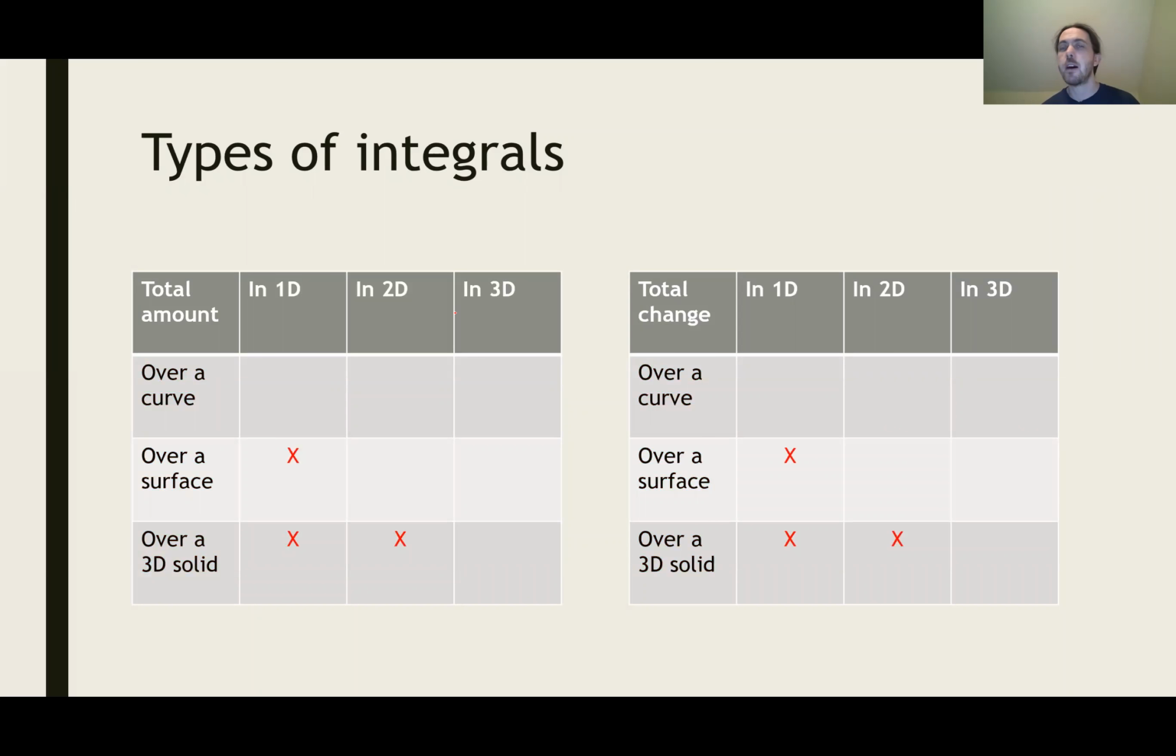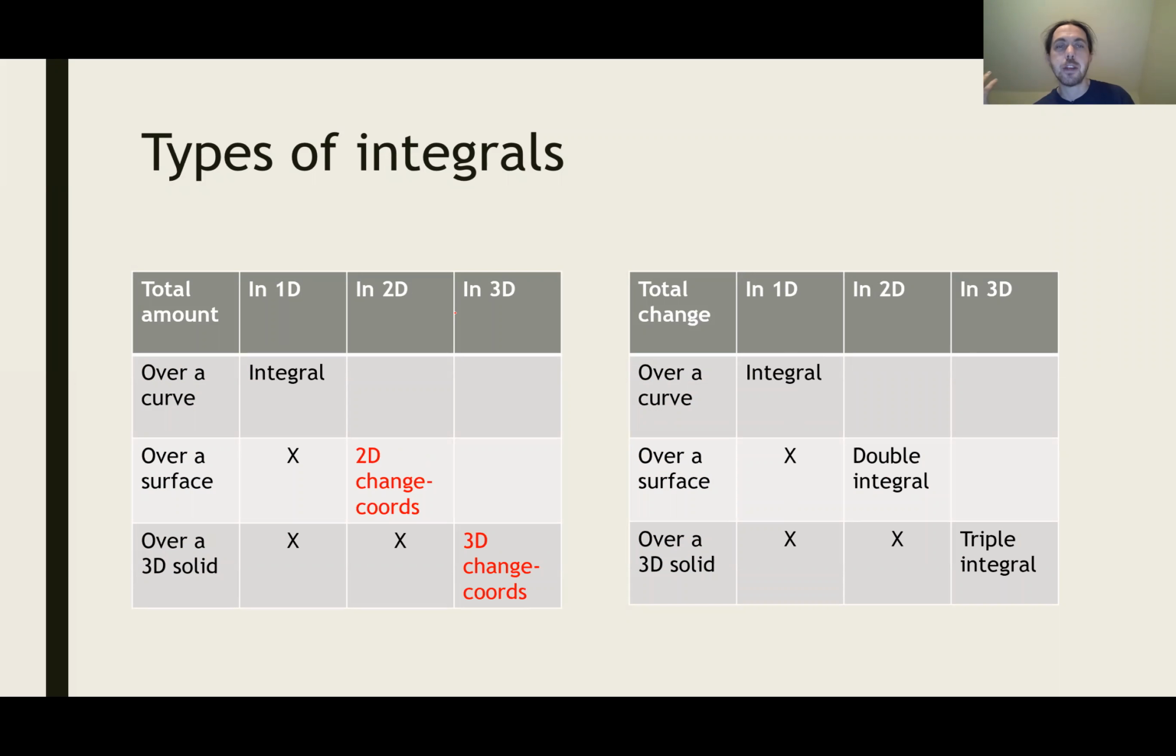And some of these combinations don't make sense. There are no surfaces inside one dimension. There are no solids inside 1D or 2D, and so we don't have to worry about those types of things. But within each of these, we've got a regular type of integral. So we can integrate a function over an interval in 1D, or we can do a double integral in 2D or a triple integral in 3D. Those are when we're integrating over solid, thick regions inside space.